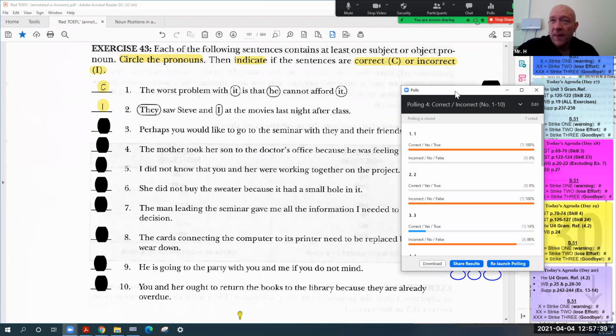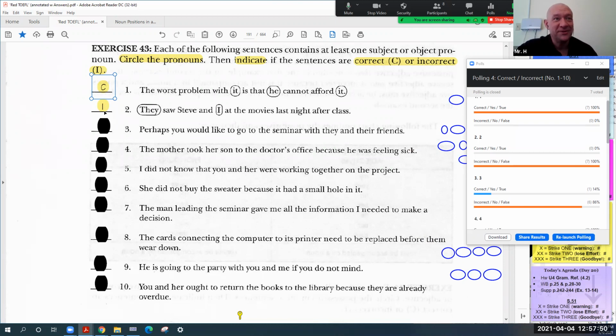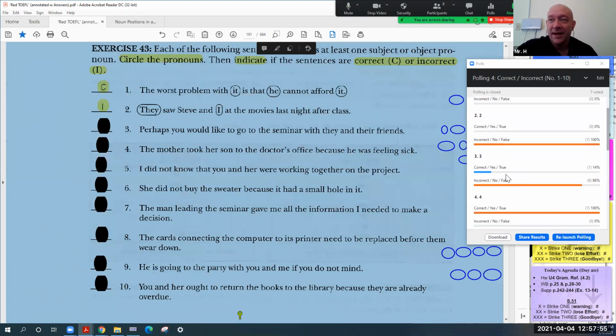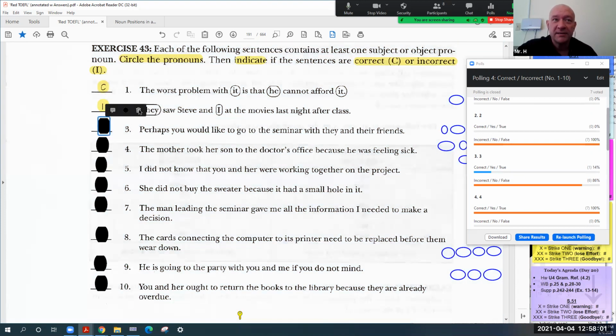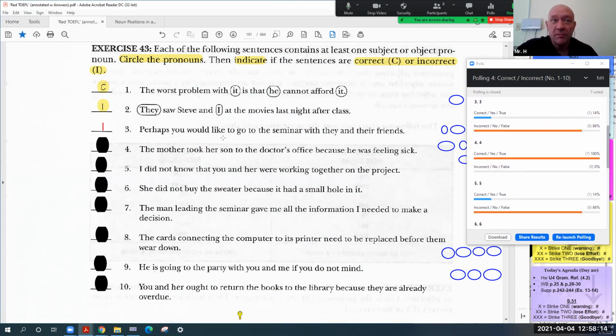So the first one, 100%, good, correct, well done. Number two, yes, very good. You got the right answer, incorrect. Now let's take a look at number three. Most of you said incorrect, though one of you said correct. Good. Number four, let's see. All of you think it's correct.